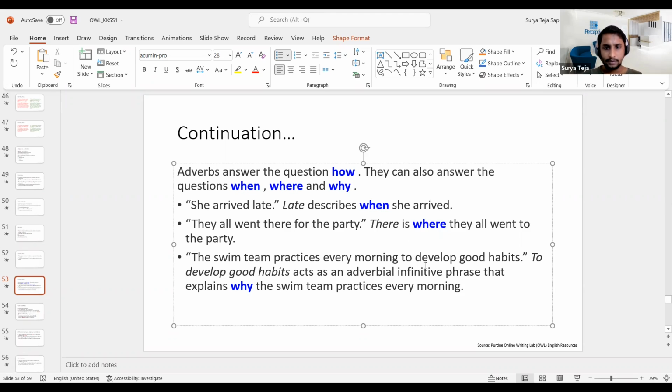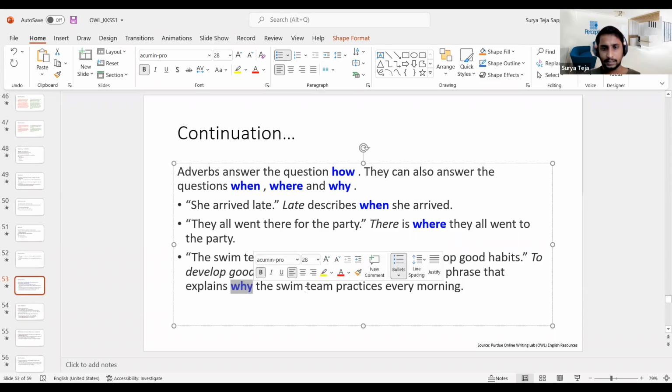So what it means is, when we have more than one word, then it becomes a phrase. So here it is acting as an adverbial infinitive phrase, which is not specifically talking about the noun. It is talking about their practice, why are they doing the practice. As we have seen, adverbs usually answer how, when, where, and why. Here it is answering the question why.